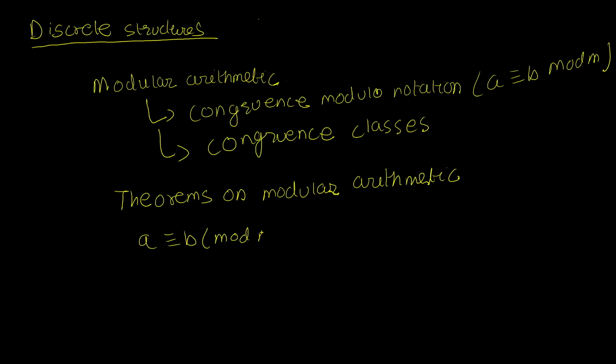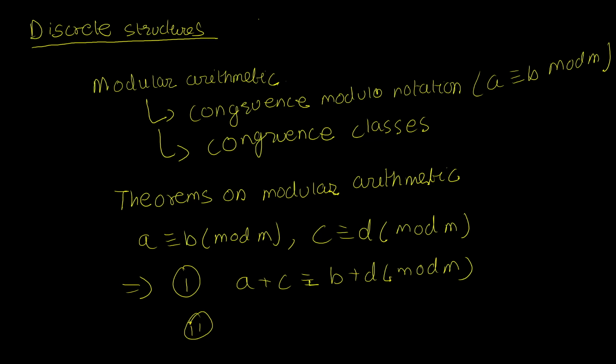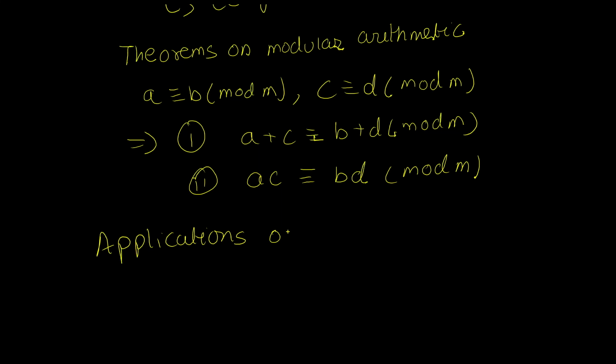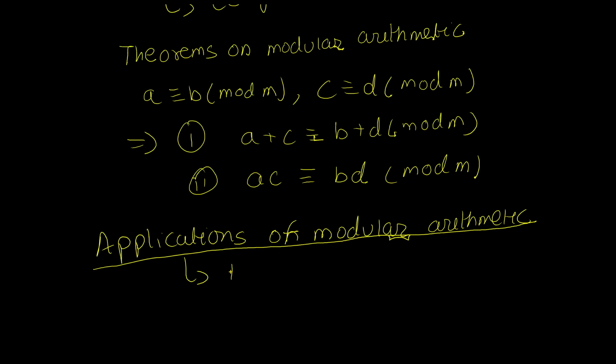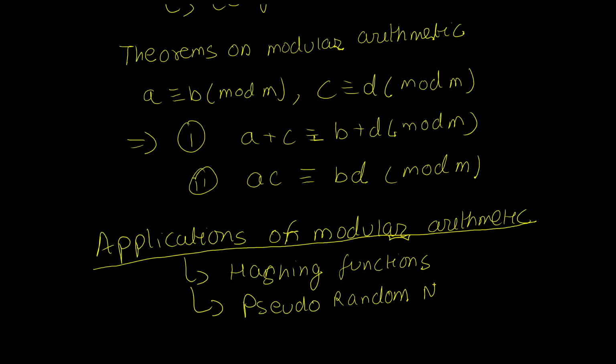And here is an overview of that. And next we're going to look into a couple of applications of modular arithmetic. Specifically, we'll be looking at hashing functions and pseudorandom numbers. Okay, so that is the overview. Now let's dive into our first topic.